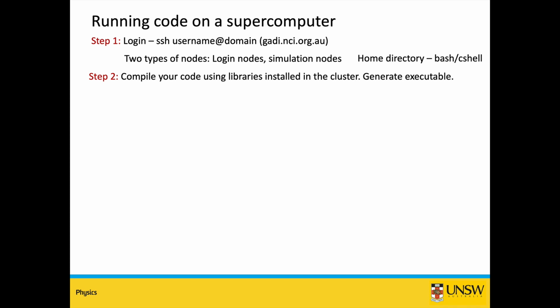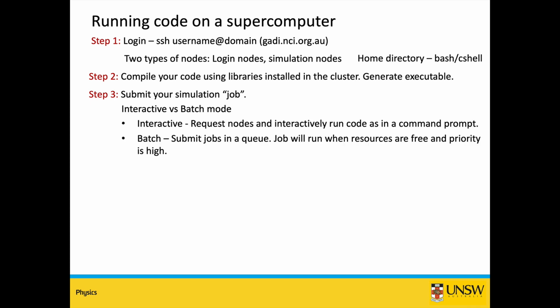And usually in the supercomputer, there are two types of nodes. One is dedicated for login. When people log in, they are put into those nodes. And then there are simulation nodes. When you run your code, they are sent to the simulation nodes. So the first step is to log in. Second step is to compile your code using some of the libraries that are already installed in this cluster. And then the third step is to submit your simulation.